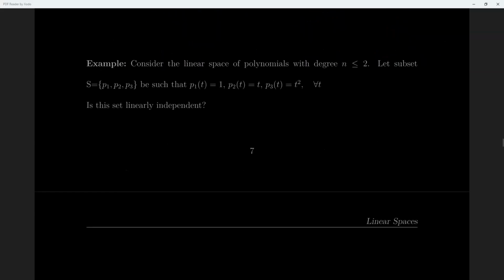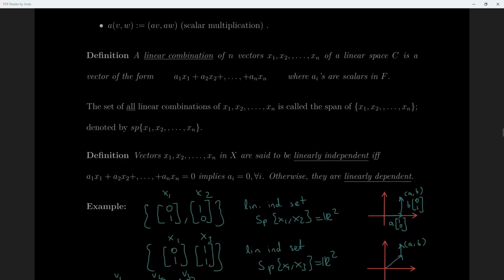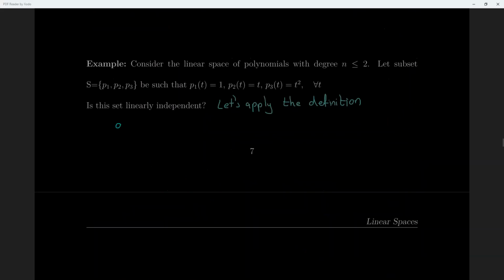So the way we will do it is that we will simply apply the definition, to check if this is a linearly independent set or not. So the definition says that a linear combination of those being equal to 0 should imply that all scalar coefficients are equal to 0. Okay. So a1 P1 plus a2 P2 plus a3 P3 being equal to 0 should imply that all a1, a2, a3 are equal to 0. Okay.